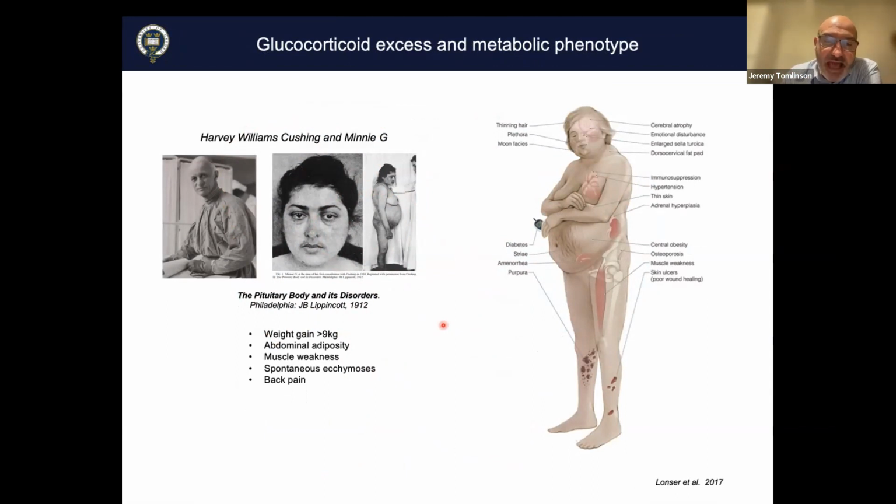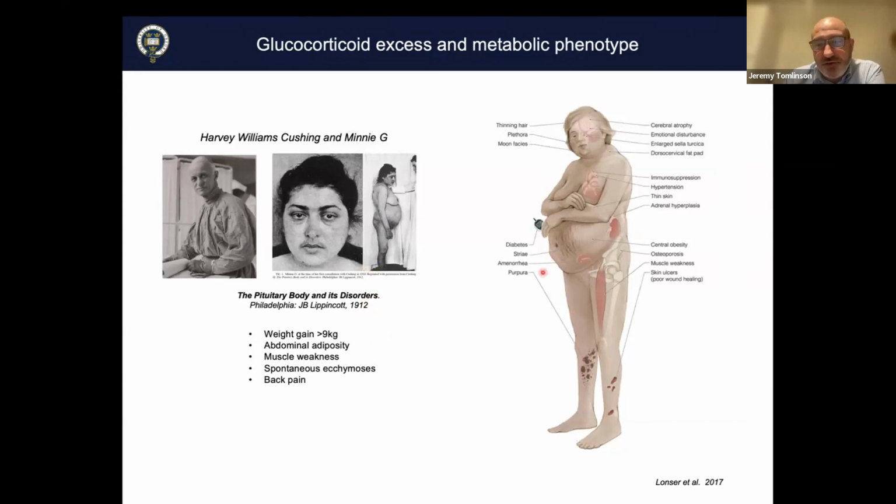This is Minnie G. And she had a variety of different metabolic complications, including weight gain. You can see the central adiposity here. She had muscle weakness. And if we had an opportunity to look in her liver, I'm sure she would have had fatty liver too. And this is really from 1912. So this is well over 110 years ago.